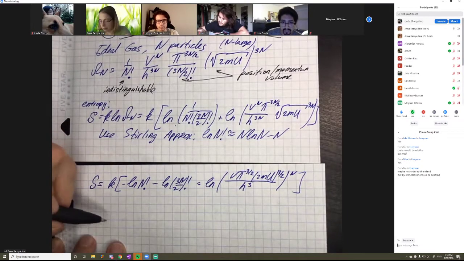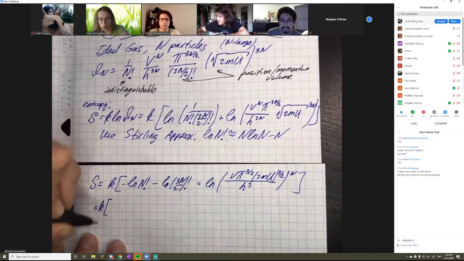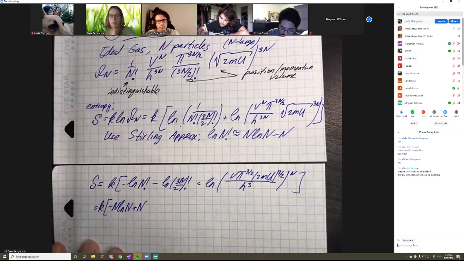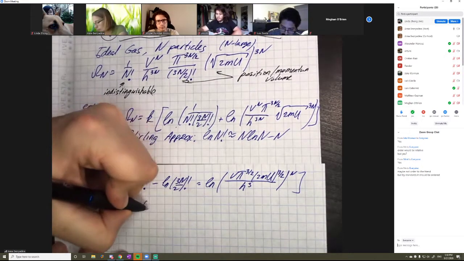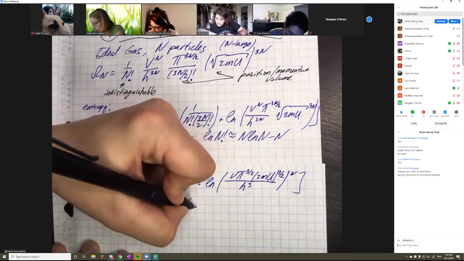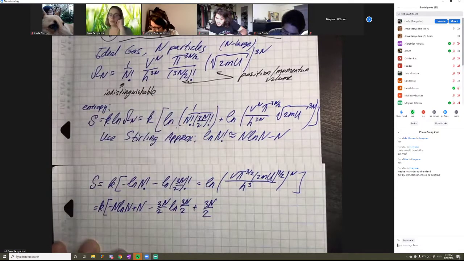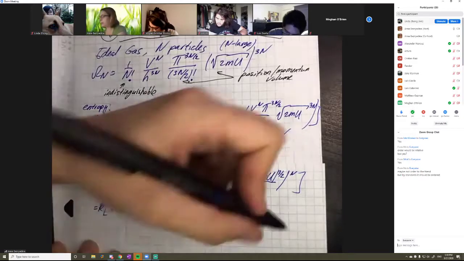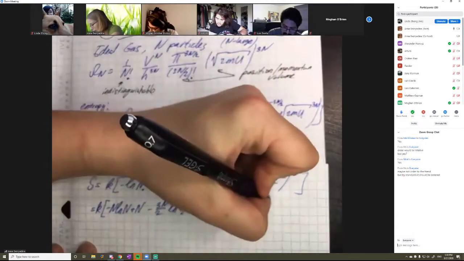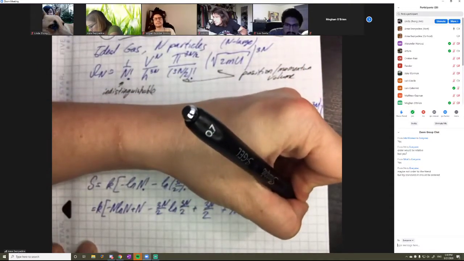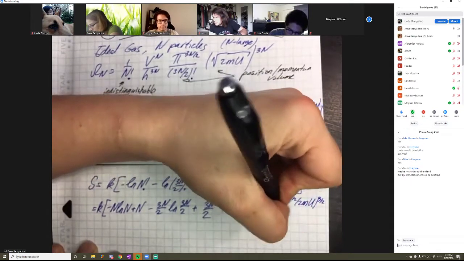And then I will use the Stirling approximation. In this case, we'll have less chance to lose a minus. Minus n ln n plus n minus 3n over 2 times logarithm of 3n over 2 plus 3n over 2. Here we can remove n in front of logarithms. Sorry, it should be plus n logarithm of V pi to the 3 halves 2mU to the 3 halves over h.